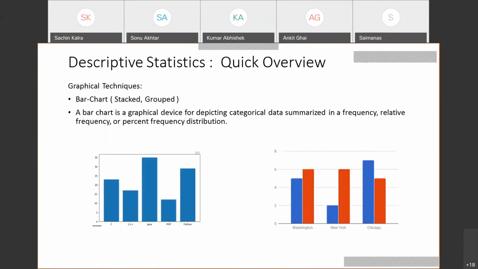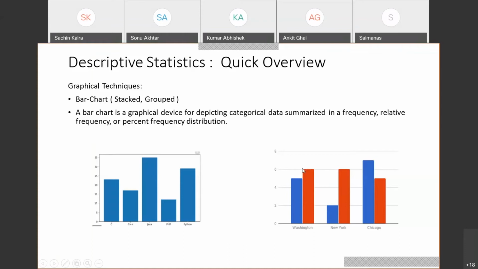Stacked would be that this red would be here on top, and it would be on a normalized scale from 0 to 1. So it is basically a graphical device for depicting categorical data summarized in a frequency or relative frequency or percent frequency that we saw earlier, right? So a bar chart is basically for categorical data. You cannot just plot numerical data on the bar chart. You'll have to choose a different chart.